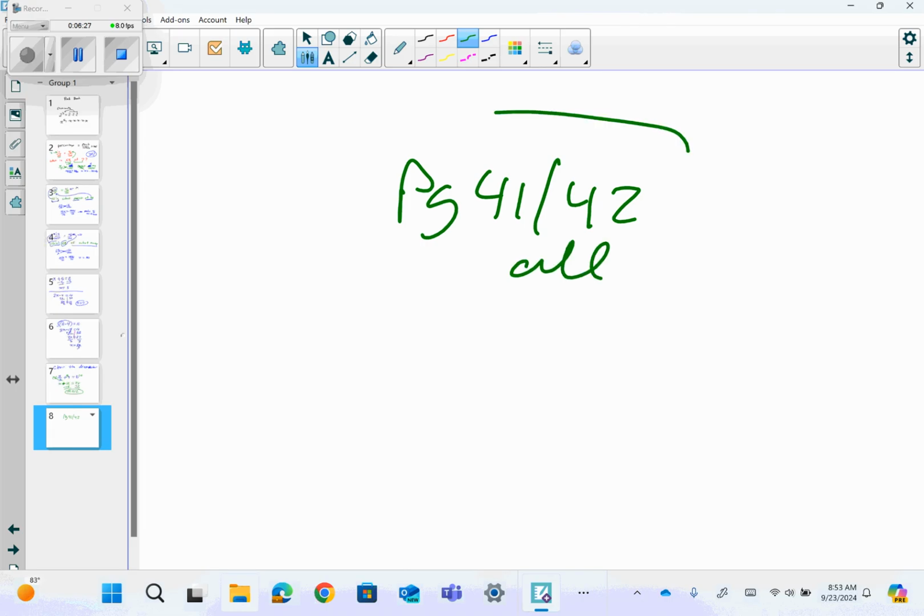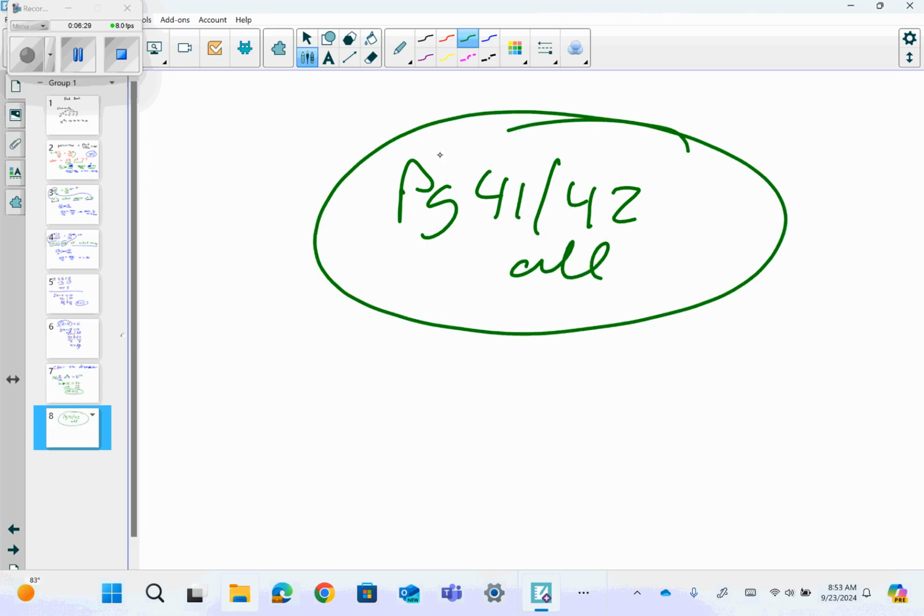Okay, so what I'd like you to work on in the red book is pages 41 and 42. Do all of them and see me if you need any help. Work with each other, work with the person next to you, but get it done. And it's 1 through 26, all.